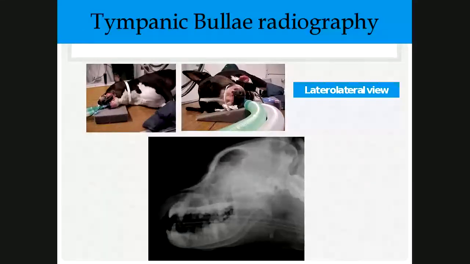The lateral view can also be used to assess the tympanic bulla. For example, over here, unfortunately, there is superimposition of both over each other. There are additional oblique views that one can do to assess the tympanic bulla individually, but we're not going to be covering those in this lecture.